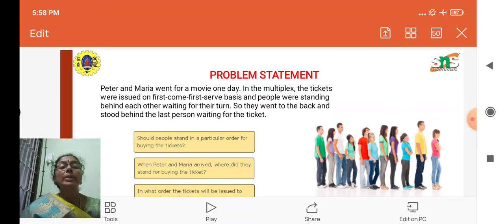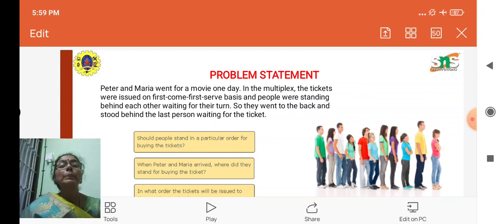Peter and Maria went to the movie one day. In that multiplex, the tickets were issued on a first come first serve basis, and people were standing one after another for getting the ticket for their turn. So Peter and Maria went to the back and should begin as the last person waiting in the queue. From that scenario, three possible questions were raised.